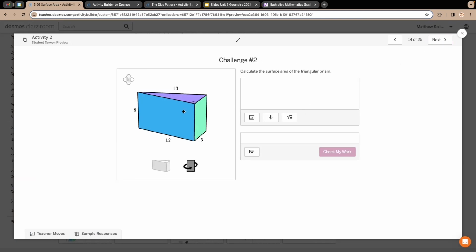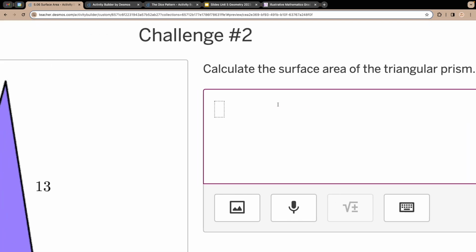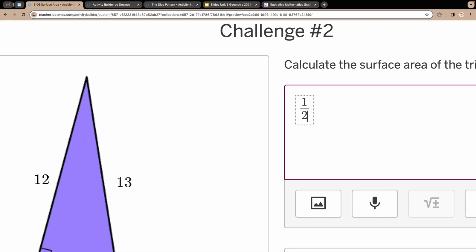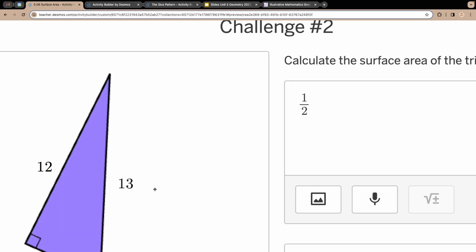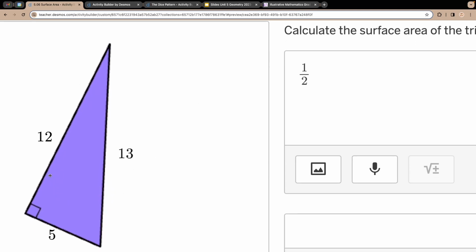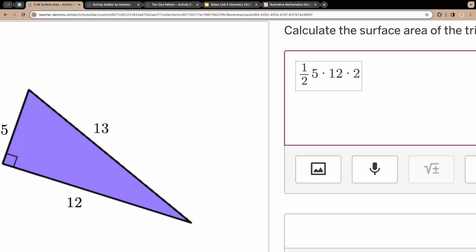What if we had a triangular prism? Ooh. So first of all, I see 2 triangles. And the area of a triangle is 1/2 base times height. The base of this triangle is 5. The height is 12. Remember, the base and height have to be perpendicular. So we got 5 times 12 times half. And there's 2 of them because there's a front one and a back one. So I'm going to add times 2 in there for the surface area of the triangles.